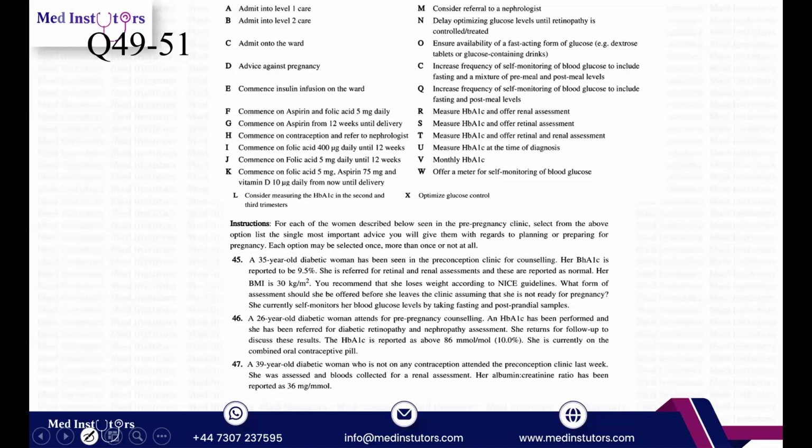A 35-year-old diabetic woman has been seen in the preconception clinic for counseling. Her HbA1c is 9.5. She's referred with retinal and renal assessment, and they're normal. Her BMI is 30. You tell her she needs to lose weight. What form of assessment should be offered before she leaves the clinic, assuming that she's not ready for pregnancy? She's currently self-monitoring her blood glucose by taking fasting and postprandial samples.